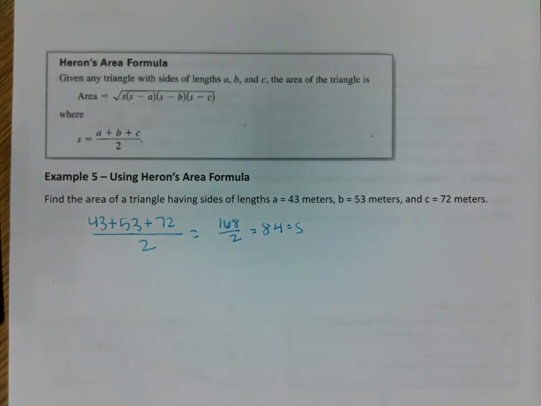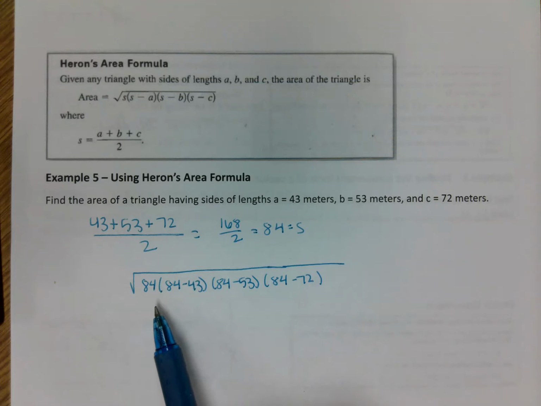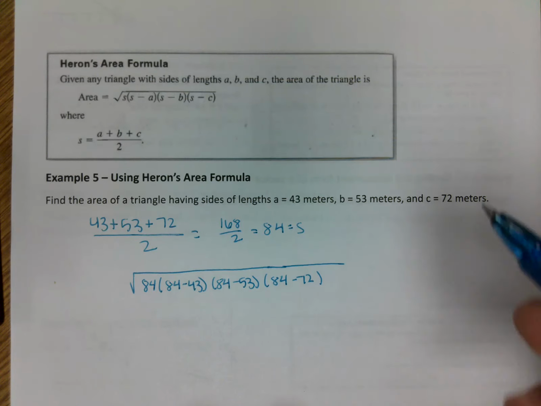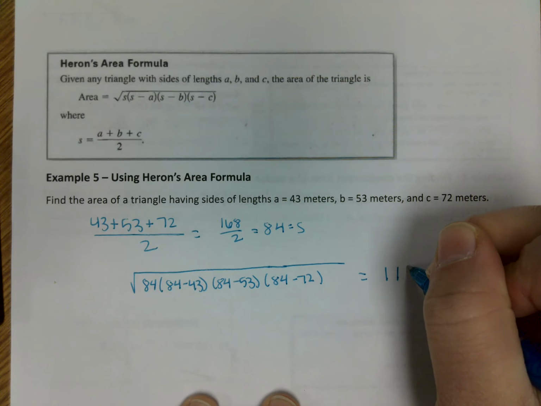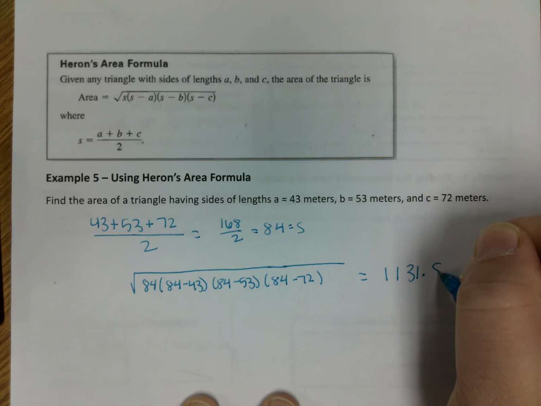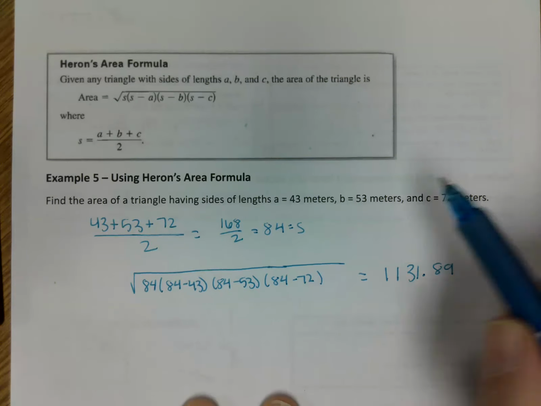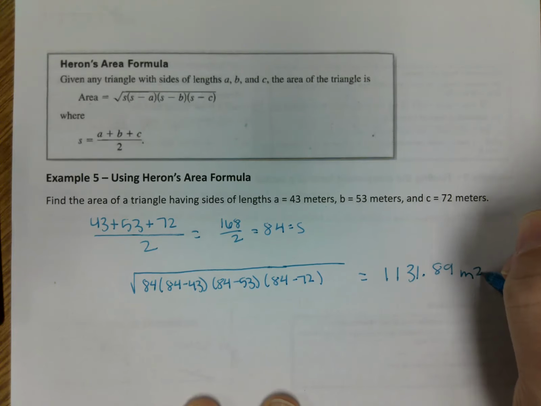So now we can use this equation right here. I would highly suggest to always write it out because you don't want to make a silly mistake. So if you put this into your calculator, you get 1,131.89. In this case, we're talking about meters, so meters squared.